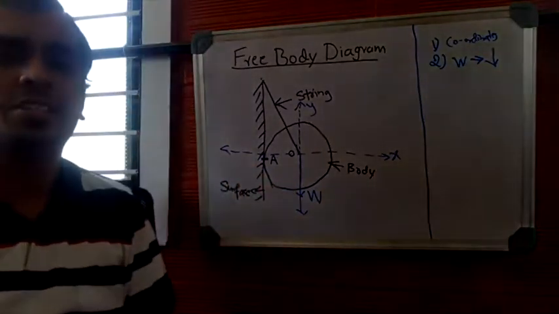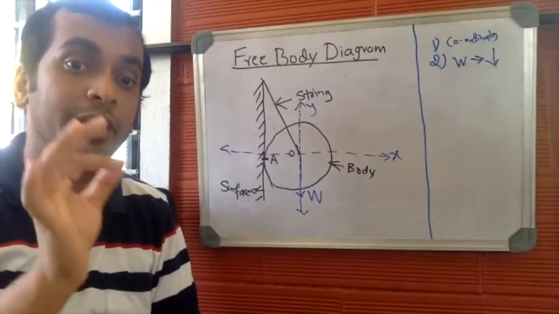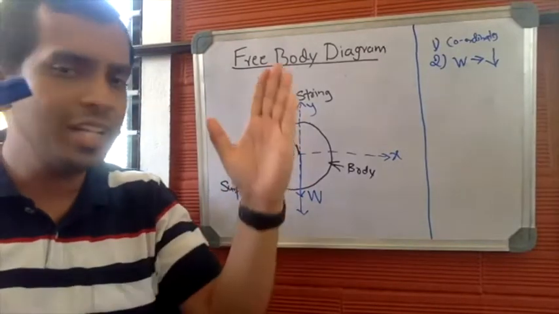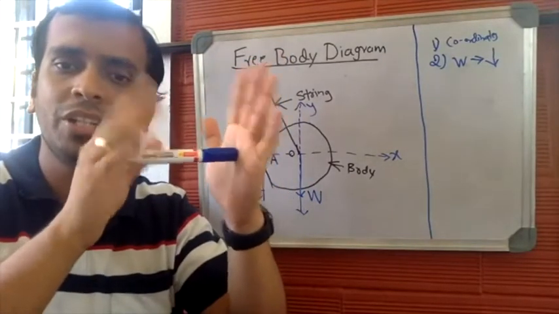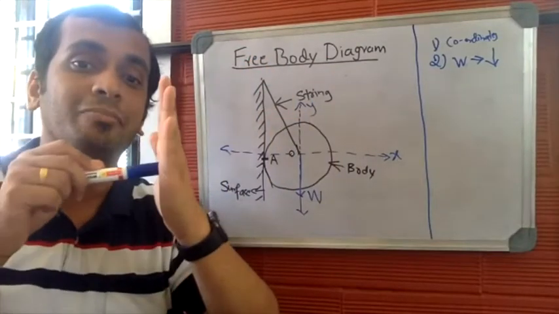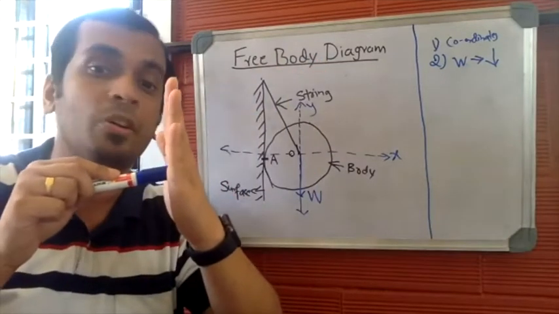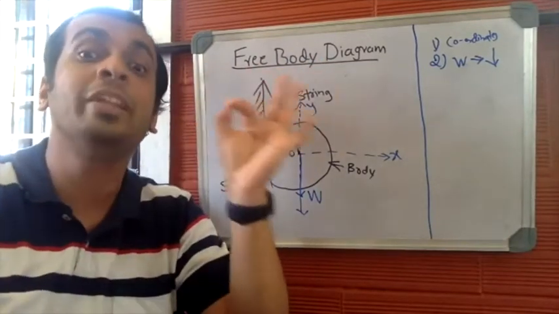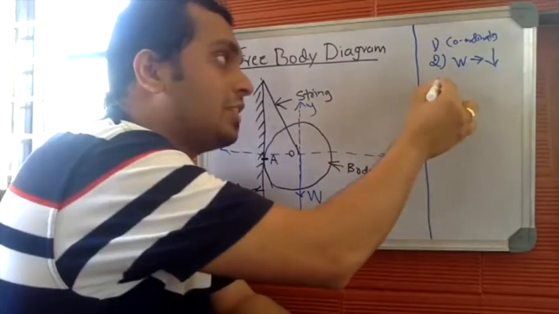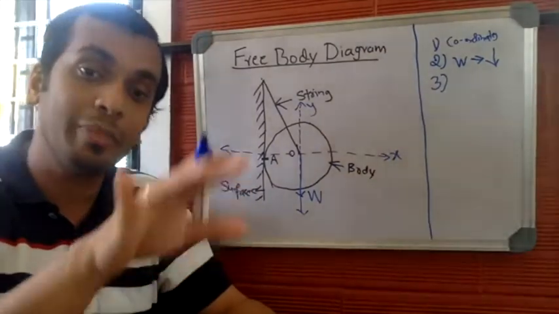Step number 3 is to mark the reaction offered by the surface. So whenever a body is in contact with the surface, the surface offers a reaction on the body, and we call that reaction normal reaction. Step number 3 is to mark the normal reaction, or reaction offered by the surface.